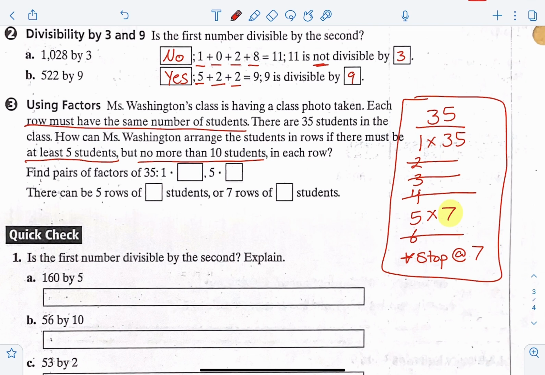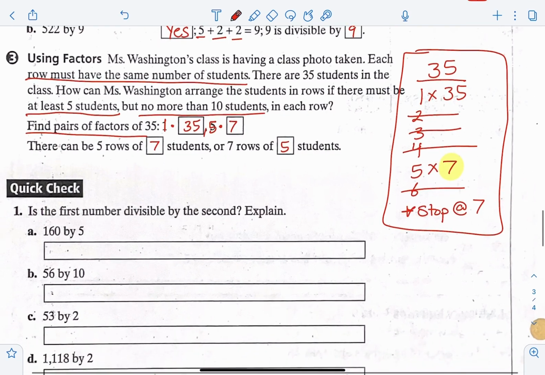So for this word problem, we have to have rows that have the same number of students, and there has to be at least 5 students, but no more than 10 students in each row. So it says find the pairs of factors for 35. We have 1 times 35, and we have 5 times 7. That means that we could have 5 rows of 7 students or 7 rows of 5 students to still meet those requirements, okay? To have 35 people and to have them have the same number in each row and have it be at least 5 but no more than 10.